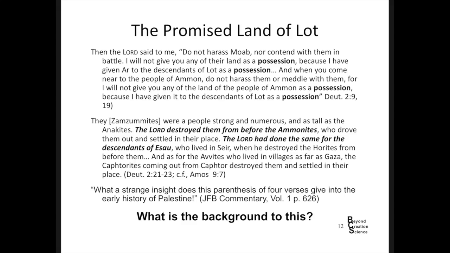Oh, okay. Ooh, I don't know about that. Of course, this promised land we see with Esau is probably the basis for the judgment that comes on Esau in Isaiah 34. But here's what one commentary had to say about the passage: "What a strange insight does this parenthesis of four verses give into the early history of Palestine." Translation: we don't have a clue.